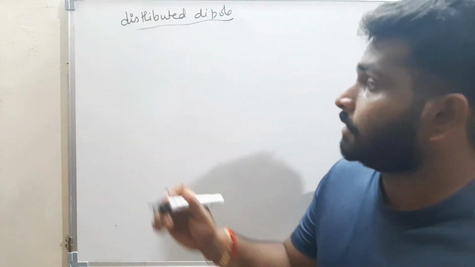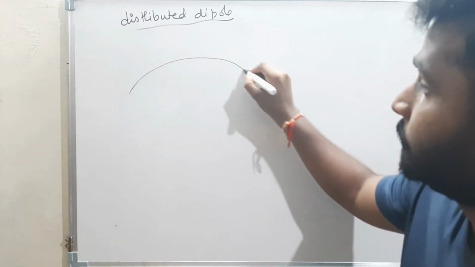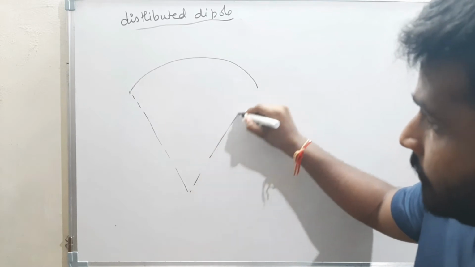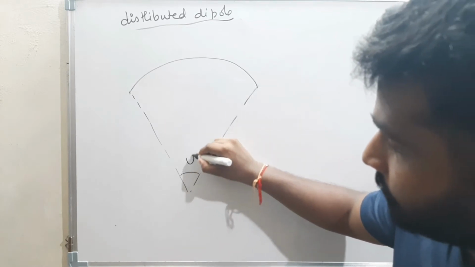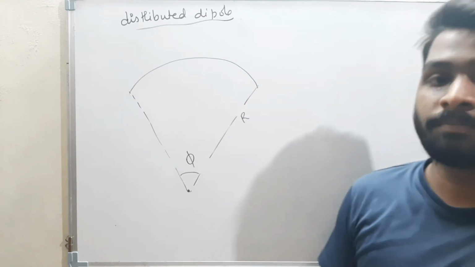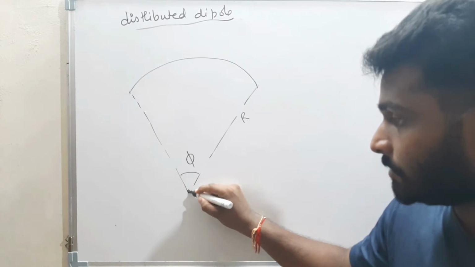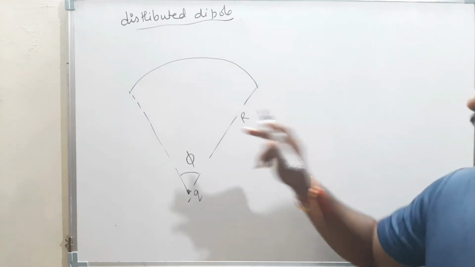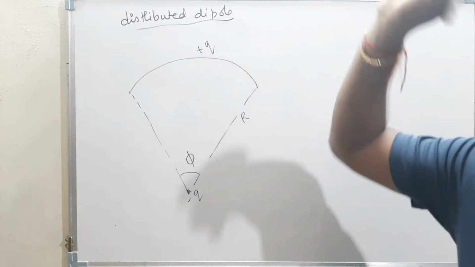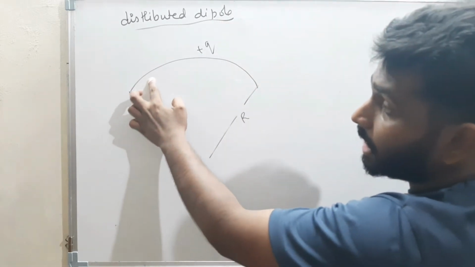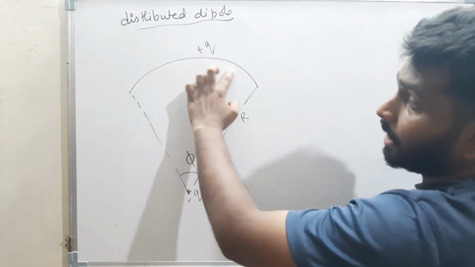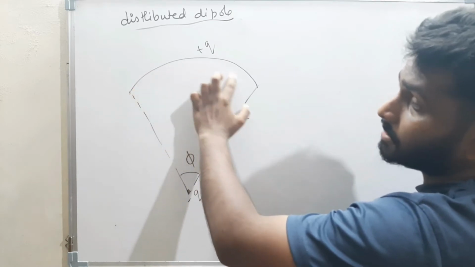Now observe carefully. There is some arc, and this arc is making some angle phi at the center, and the radius of this arc is r. At the center they placed a minus q charge, and this whole arc has a charge plus q. That means this is a uniformly charged body. This arc is uniformly charged, and the whole charge of this arc is plus q.